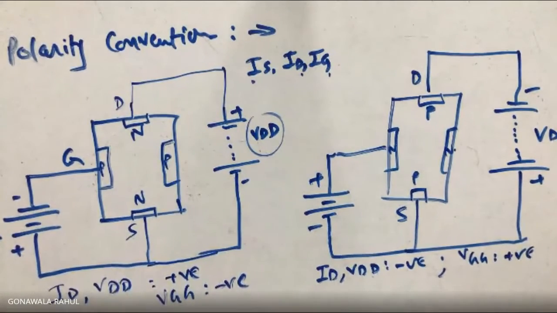However, this statement is valid only for low frequencies. At high frequencies, source and drain are not interchangeable. But since we are using it for small signals many a times, at that time source and drain are reversible. Means you can call any terminal a source and any terminal a drain. Clear? So that is the polarity conventions for JFET.